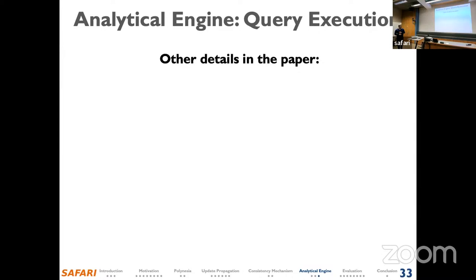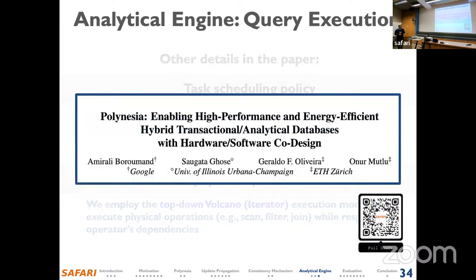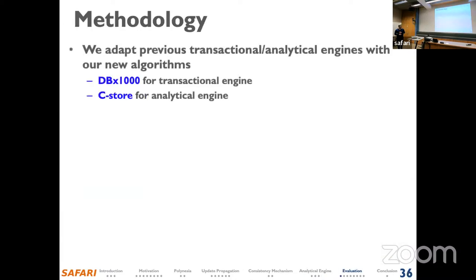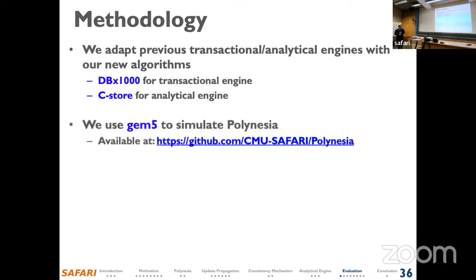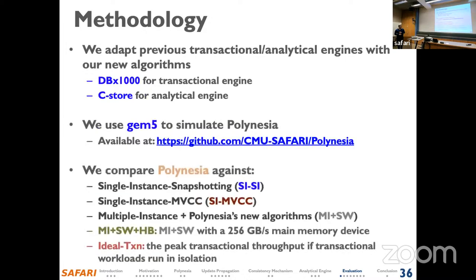There are other details in the paper about how we execute the queries and how we do task scheduling, and for that we invite you to check the paper. So, really briefly, the evaluation. We use previously proposed HTAP systems and simulate them in gem5. Then we compare Polynesia against five different baselines: single-instance and multiple-instance baselines, and an ideal system.